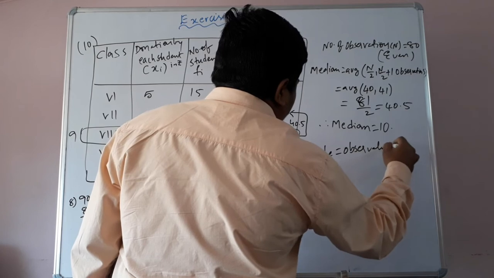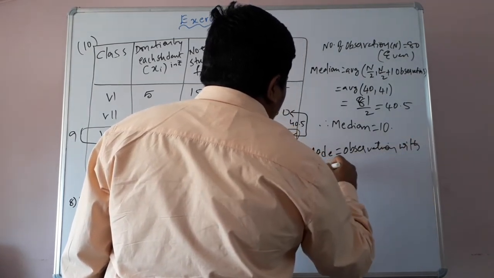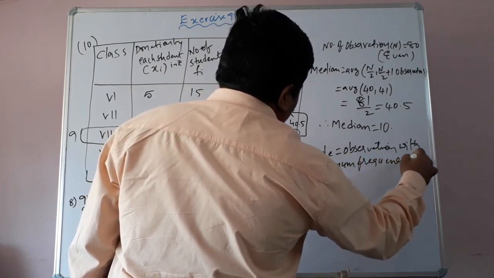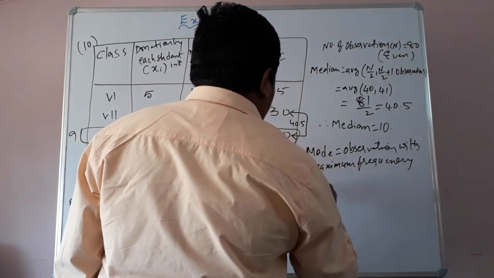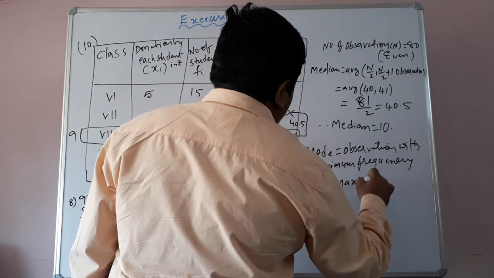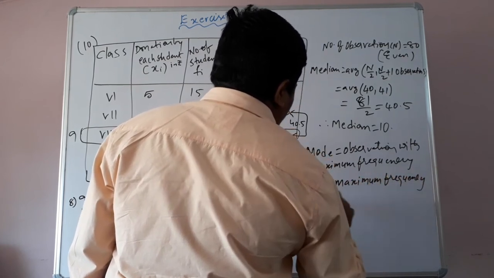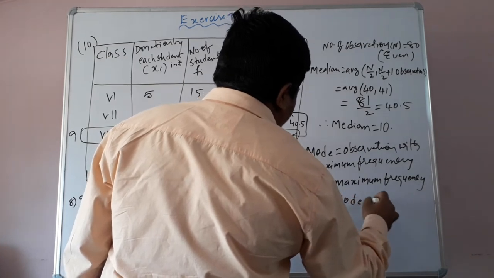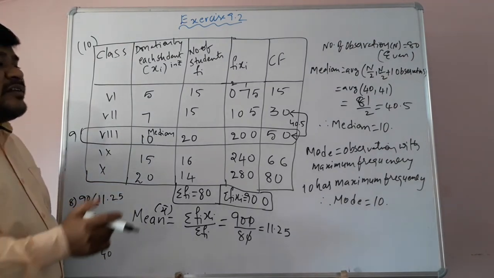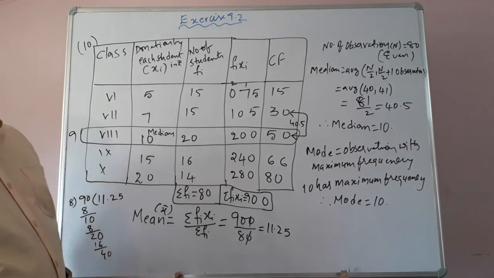So mode is equal to the observation with the maximum frequency. So here 10 has maximum frequency. Therefore, what is mode equal to, children? 10. Mode is equal to 10. So, students, this is the process to solve this problem. Now, let's see the next problem.